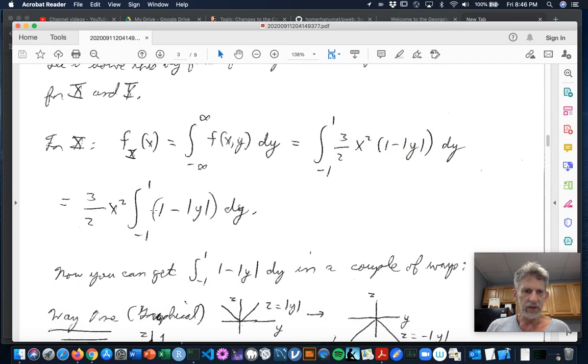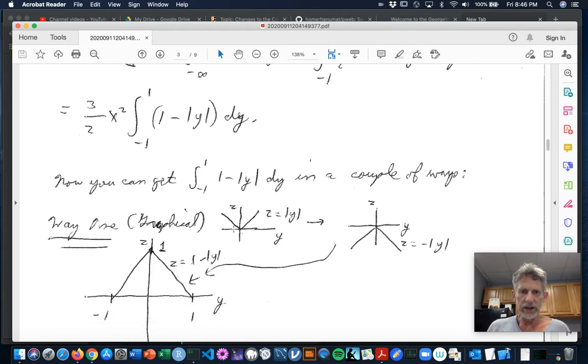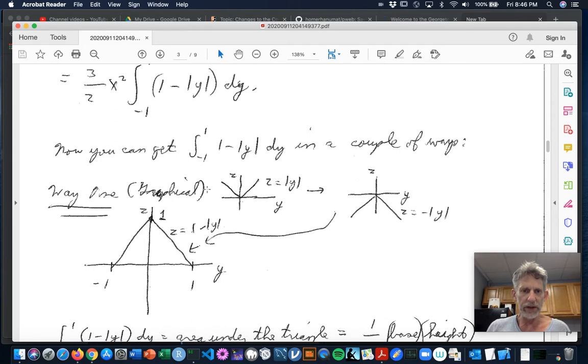So the 3 halves x squared is a constant as far as the y is concerned. You can factor it out, and I just have to do this little integral right here. Now you can get that integral in a couple of different ways. You could be kind of graphical about it. You could say, let me graph 1 minus the absolute value of y.